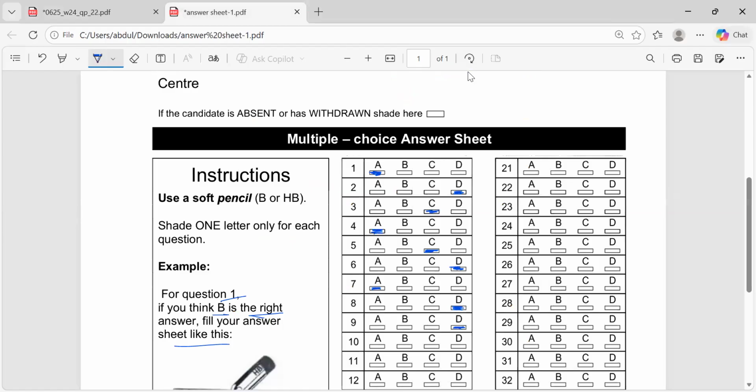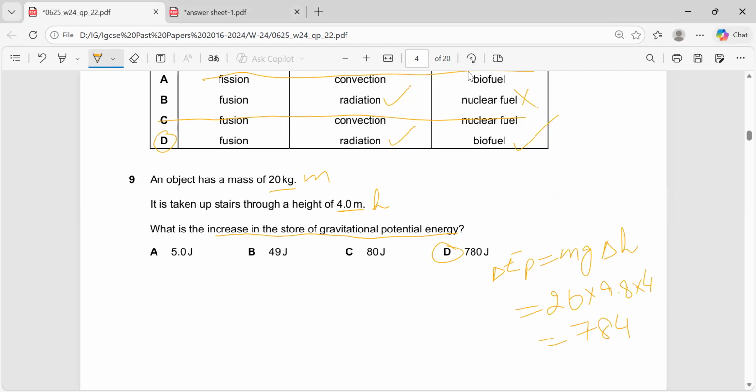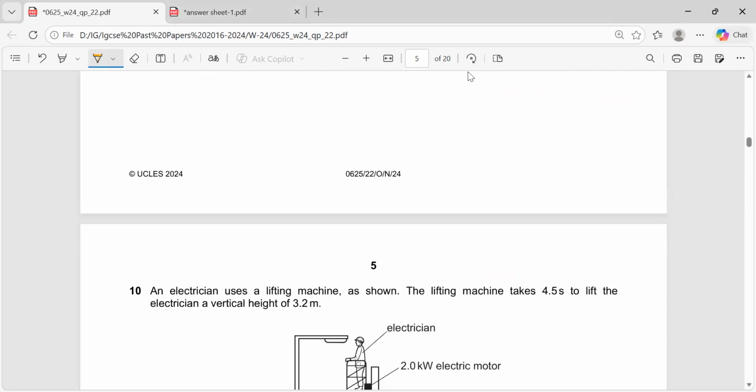If I'm wrong, please let me know, because I did it a few days ago, so I remember only some of the numerical values. Now come here.